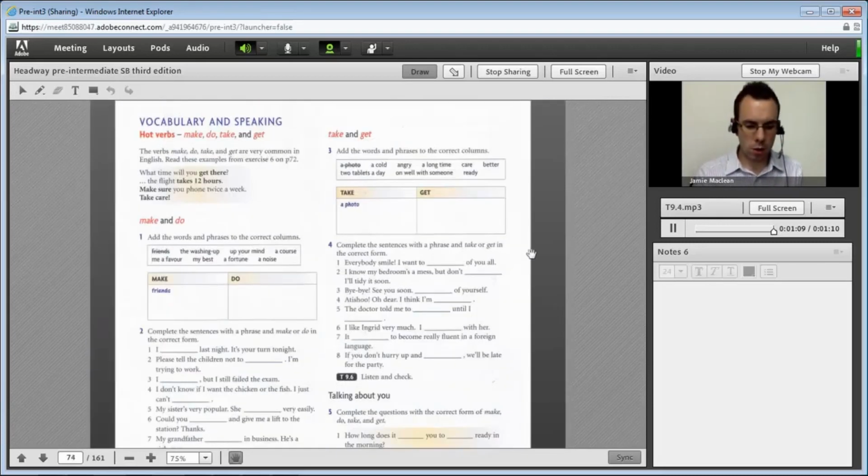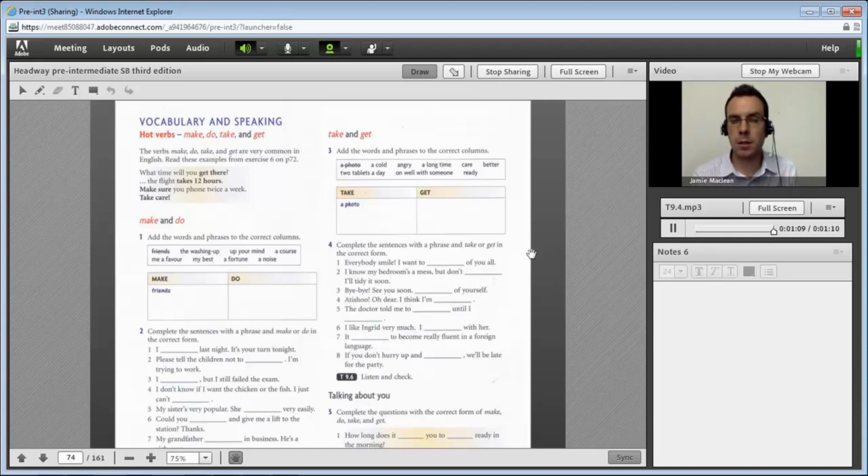Okay, let's move on to the next page, page 73. On page 73, we're going to look at some hot verbs. Now, hot verbs are called hot verbs because they are very common in English and we use them every day, but also people make mistakes with them quite often. So they're very important verbs.